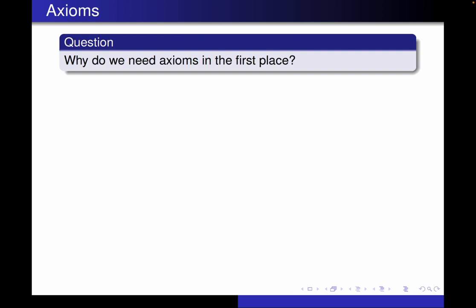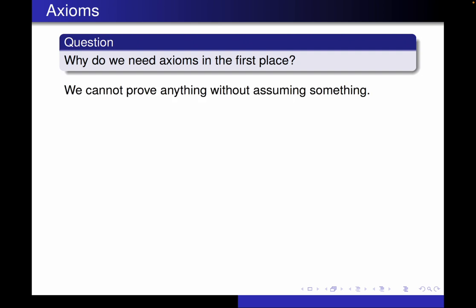Now, taking a step back, why do we need axioms in the first place? Well, the thing about math is you cannot prove anything without assuming something. If we don't have axioms, which are the things that we assume without proof, we literally can't prove anything. Without axioms, we just can't do math.